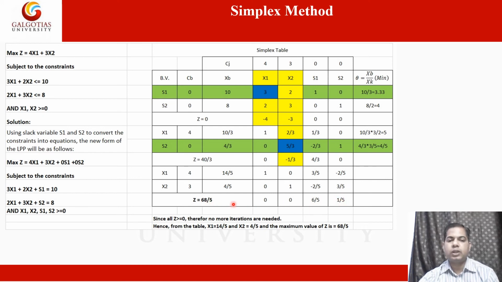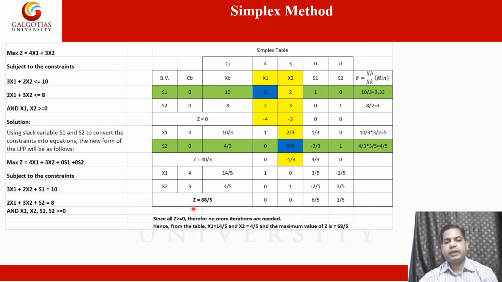Now since all the values of my z are positive, I am not able to find out the key column. Since I cannot find the key column, I cannot find the theta, and I cannot go further. So this step is the last step. This is my final or optimum step. Since all the judges are greater than or equal to 0, no more iterations are needed. Now we cannot go further to solve this. So this is my final step.